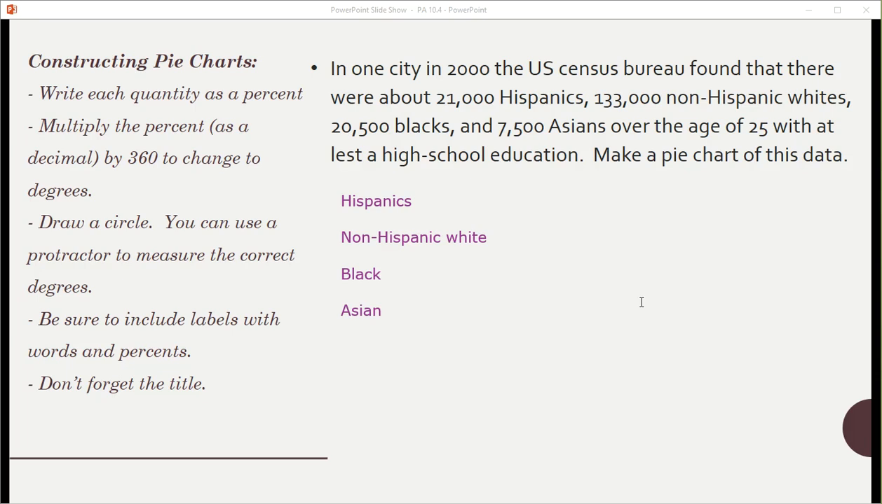So these are the different types of information that were collected from the Census Bureau. For the different types, I need to figure out the total number of people that were surveyed or that were a part of this bureau, and then I can write them as a percent. So you would need to add up 21,000, 133,000, 20,500, and 7,500. That's how you're going to get your total to be able to write a percent. So when you do that, then you can express each of these pieces of information out of the total. That's the part a lot of us get stumbled on and forget how to do.